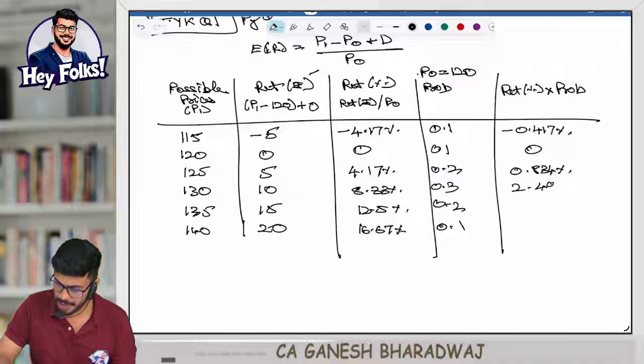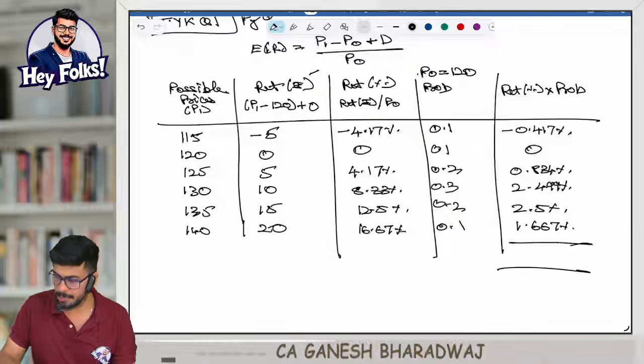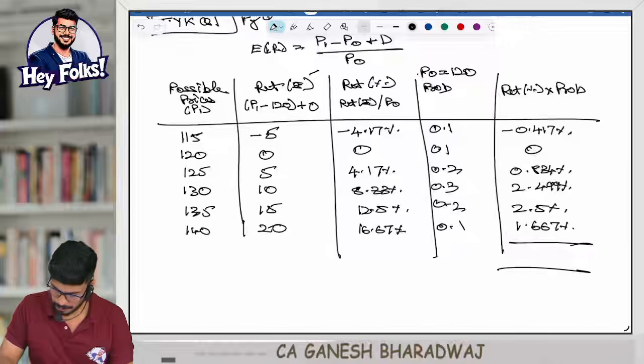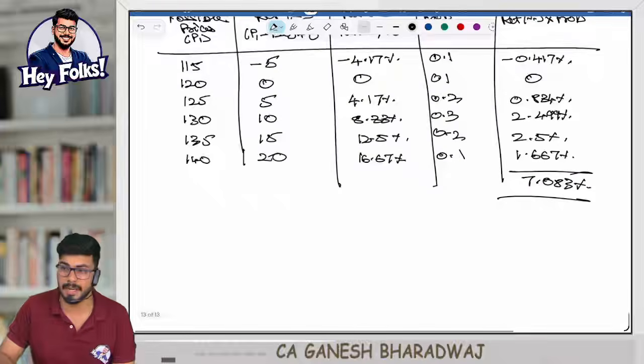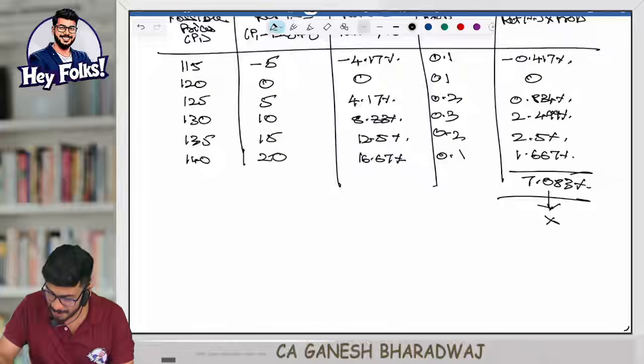Very good to see students getting quick calculations. 12.5 into 0.2. Come on, guys. 2.5%. Then 16.67% into 0.1. How much is that? 1.667%. Now total it up. How much do you get? 7.083%. Is this clear? Now can I say this is directly my X bar?